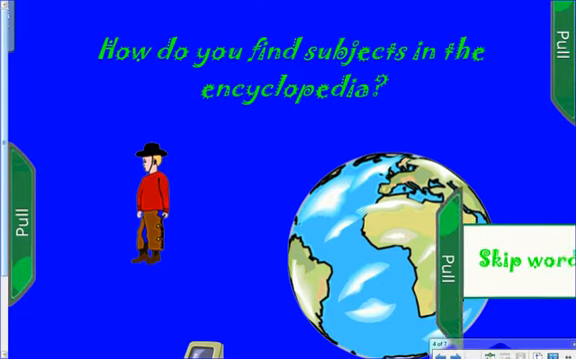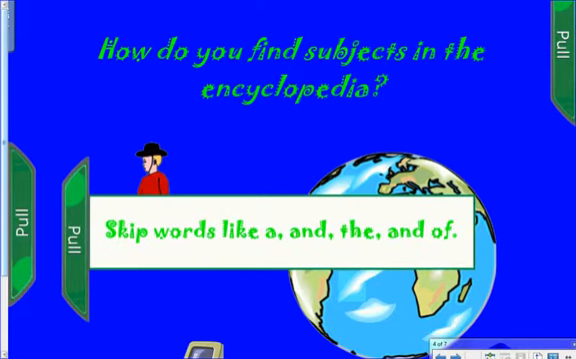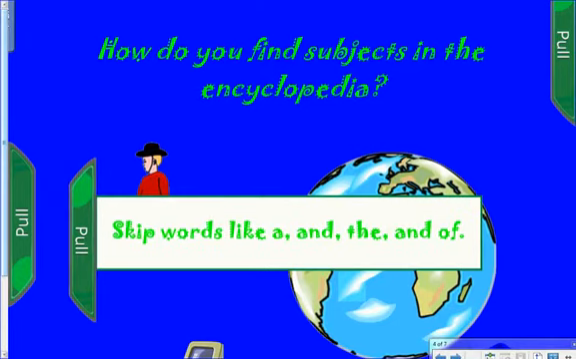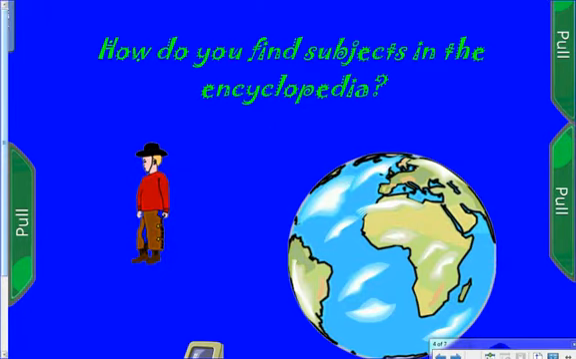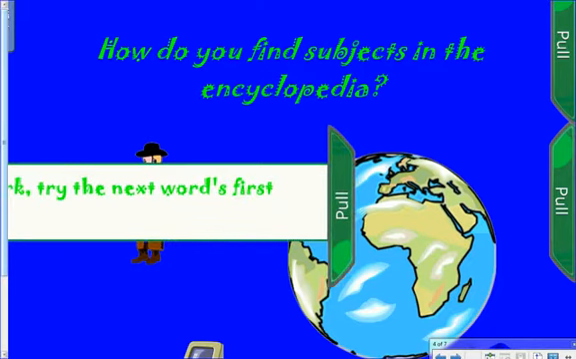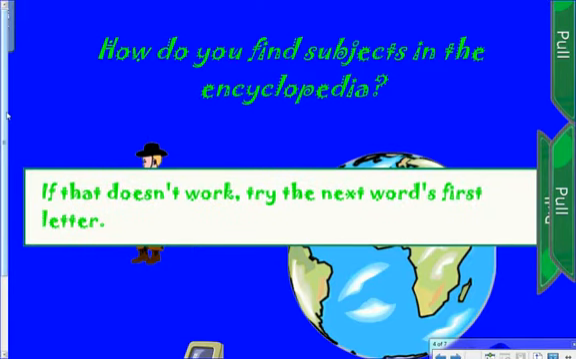Okay, if I can't find it then, I'm going to skip words like a and the and of. So if I was going to look for the cowboy, I wouldn't look for the, I'd just look for cowboy, C for cowboy. Okay? And if that doesn't work, I'm going to try the next word's first letter. So if I was looking, let's see, give me one.